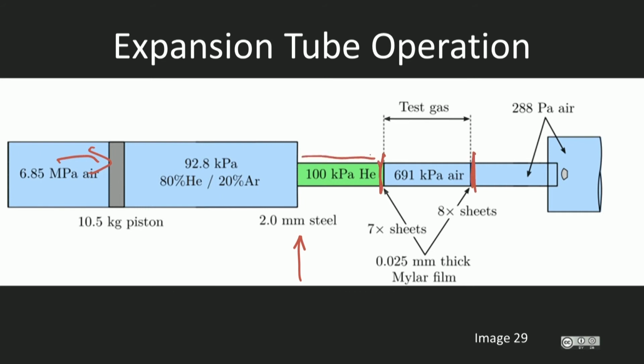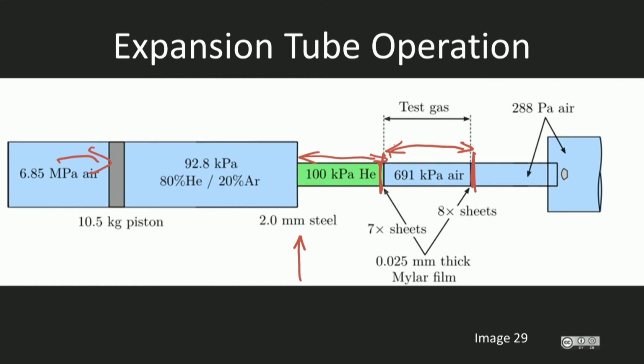And in the first region, we have helium. The reason we've got helium in this section of the tube is to improve the test flow quality in terms of its steadiness. But this in itself is not important for the present discussion. Between the next two mylar diaphragms, we have about 7 atmospheres of air test gas, and that's in that region there.